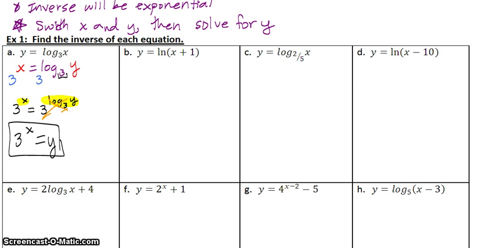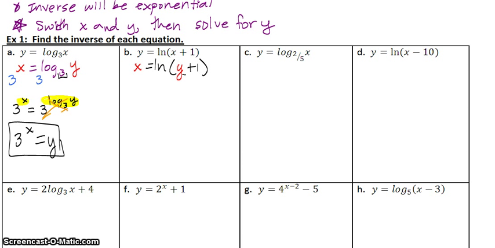Step 1, switch x and y. Step 2, solve for y. Now, I want to say something about this plus 1. Because of the plus 1, you might be thinking in your head, subtract 1, subtract 1. We can't do that yet because that 1 is locked inside that parentheses. Because of the parentheses, we can't get rid of the 1 yet. We've got to get rid of the parentheses first.